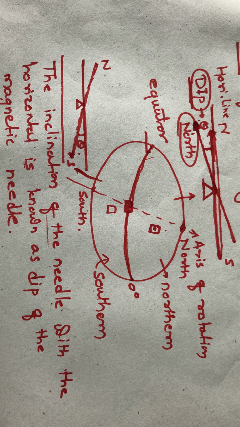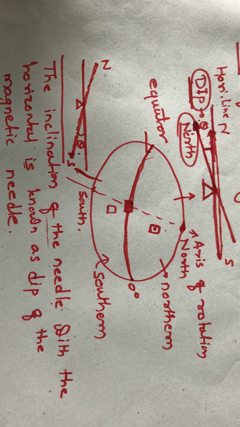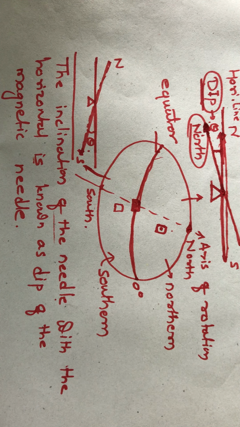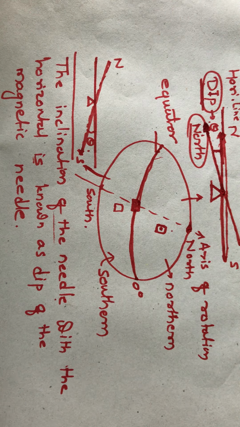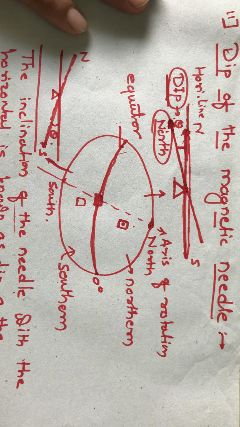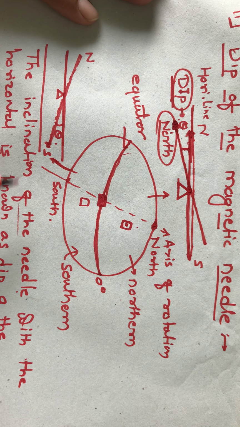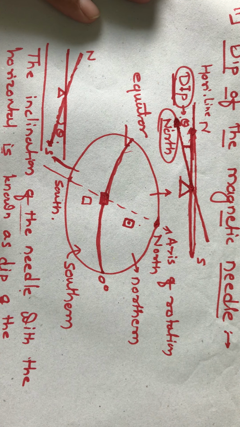To balance the dip of the needle, a rider is provided along with it. The rider is placed over the needle in a suitable position to make it horizontal. When you see the surveyor's compass, we have a rider to make this needle sit freely. So what is the dip of the needle? It is very simple. The inclination of the needle with the horizontal is known as dip.